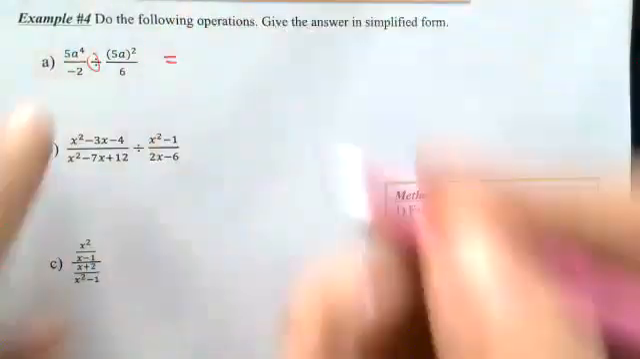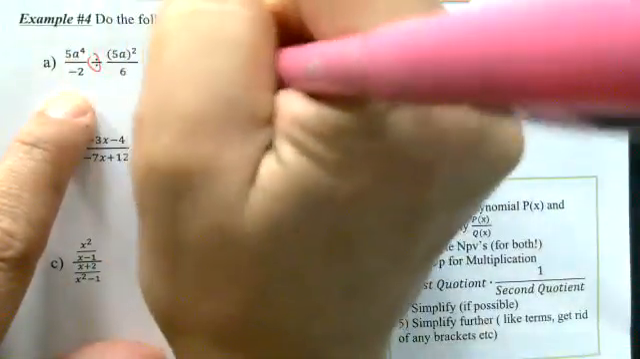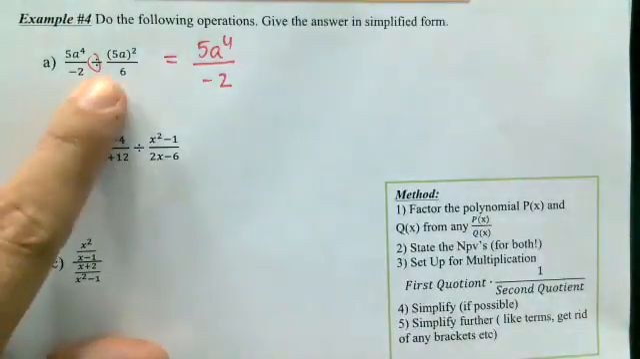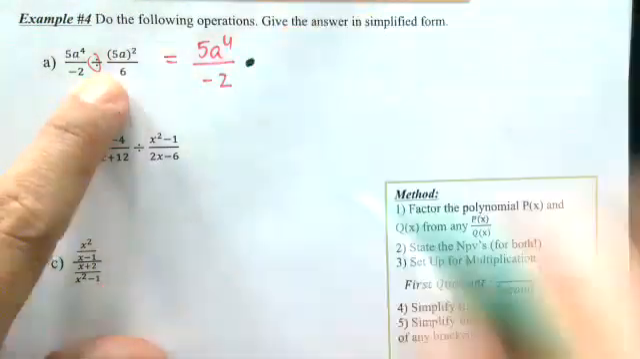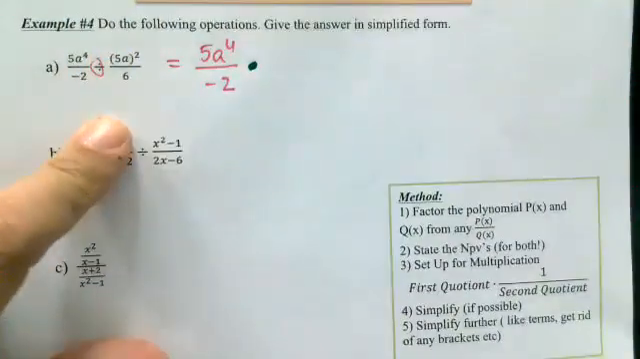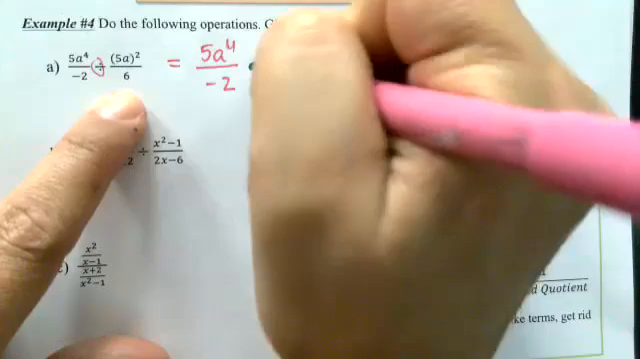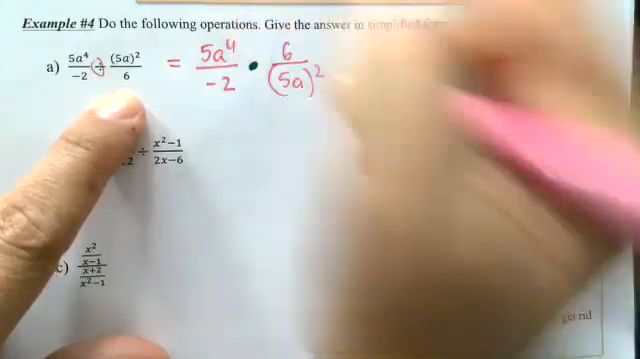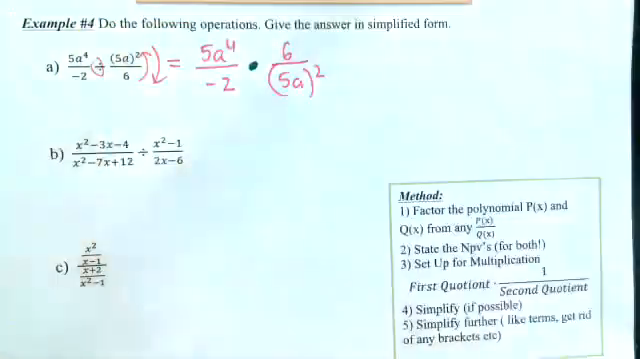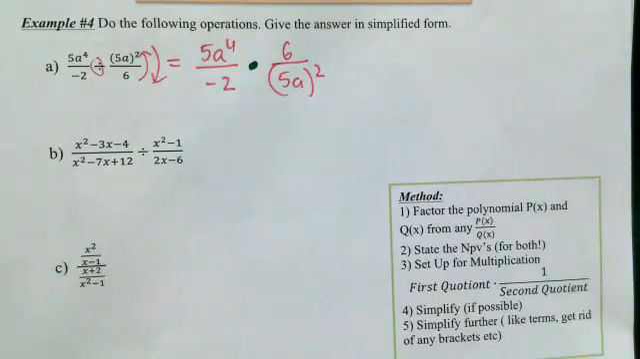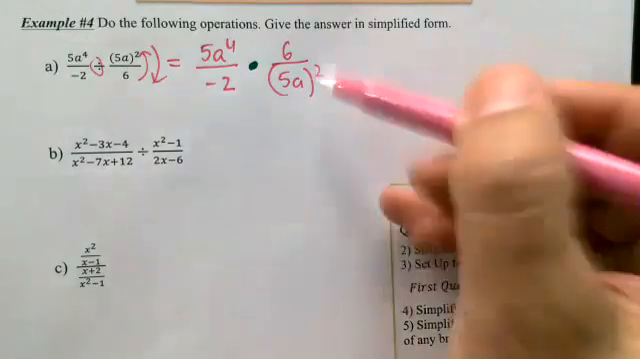So the rule is you keep the first fraction exactly as it is, and then you multiply it by the reciprocal of the second one. So the second one flips over upside down. That's what we call the reciprocal: 1 over that will make it upside down.